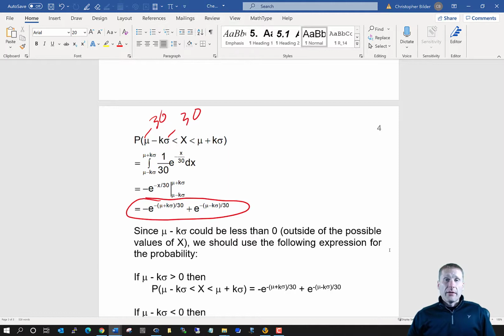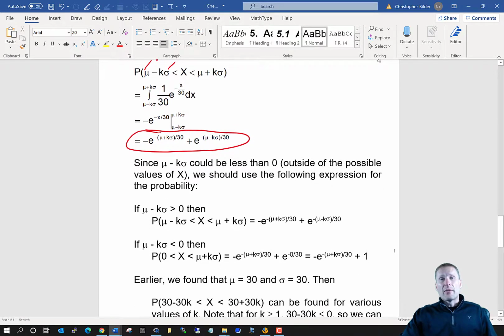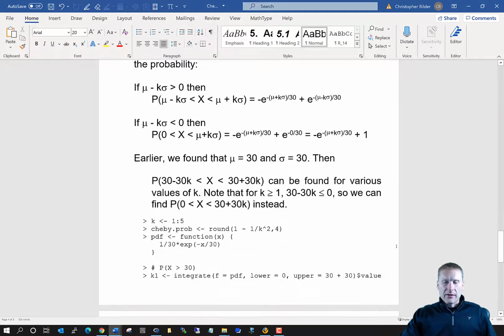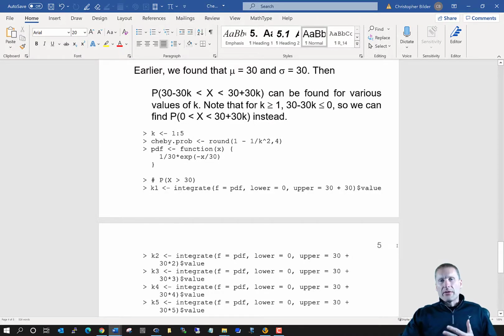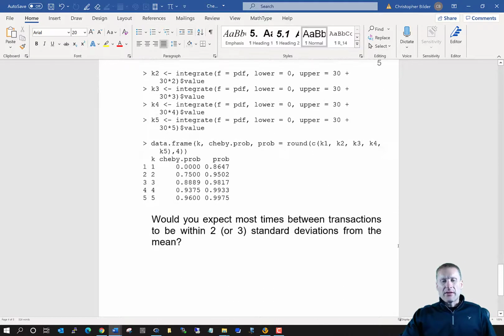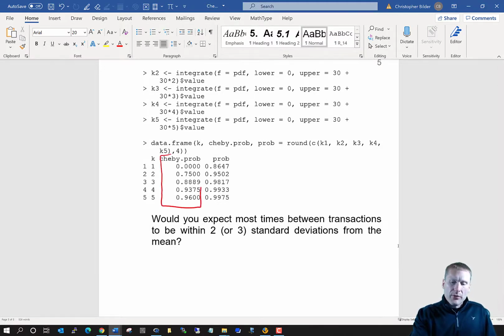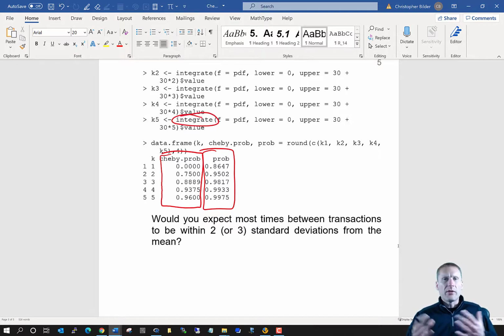Now, unfortunately, for some values of k, this lower bound for mu minus k times sigma can be less than 0. In that particular case, let's just take 0 as the lower bound, because we know that x can't actually be less than 0. So let's now look at what happens with this transaction time example, where we look at Chebyshev's probability for a particular value of k and what the actual probability is. I'll let you look at the details on your own of how I've used integrate in R to do this. We've used it many times before already, so I'm not going to go through the details.